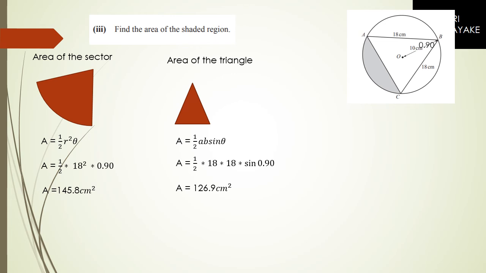Area of the triangle ABC using half AB sine theta. So we know that A is 18 centimeters, B is 18 centimeters. Sine theta, I will consider this as 0.90. Work it in the radian mode. You will get the area of the triangle 126.9. And when you subtract the area of the triangle from the sector, you will get the area of the shaded region, which is 18.9 square centimeters.